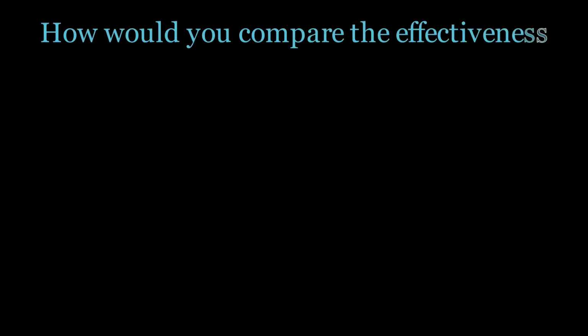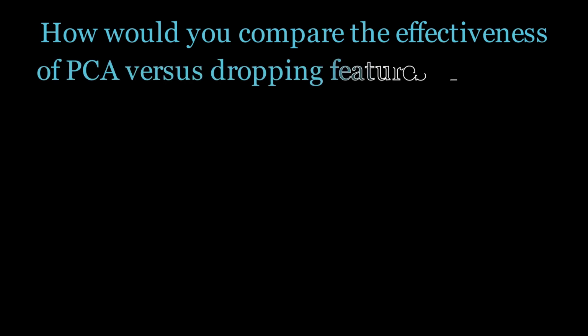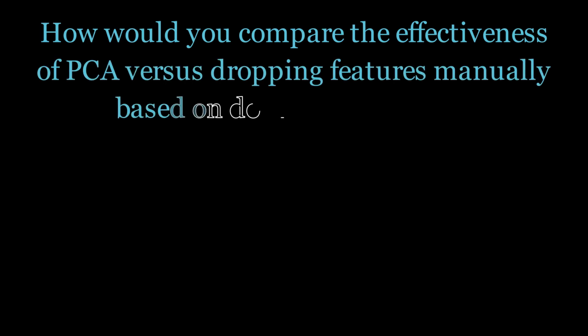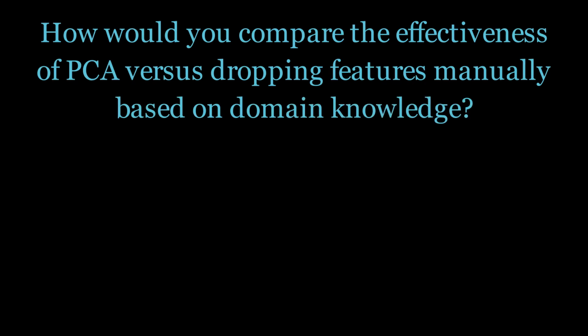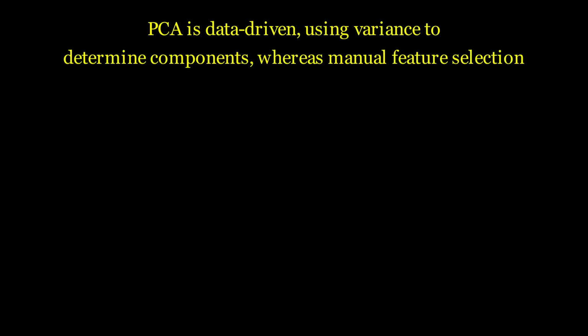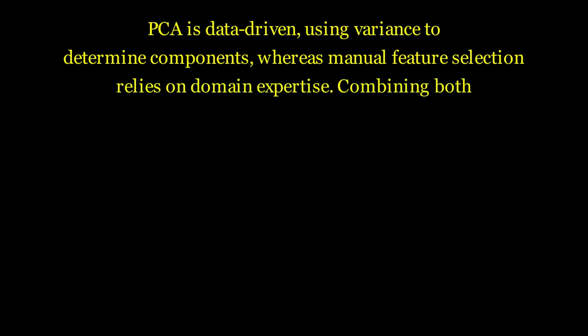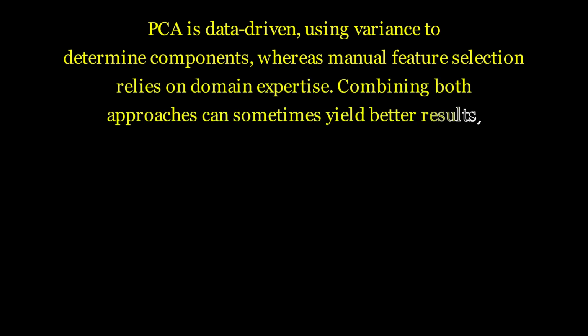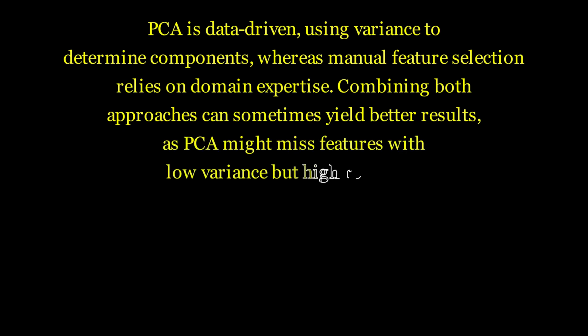How would you compare the effectiveness of PCA versus dropping features manually based on domain knowledge? PCA is data-driven, using variance to determine components, whereas manual feature selection relies on domain expertise. Combining both approaches can sometimes yield better results, as PCA might miss features with low variance but high relevance.